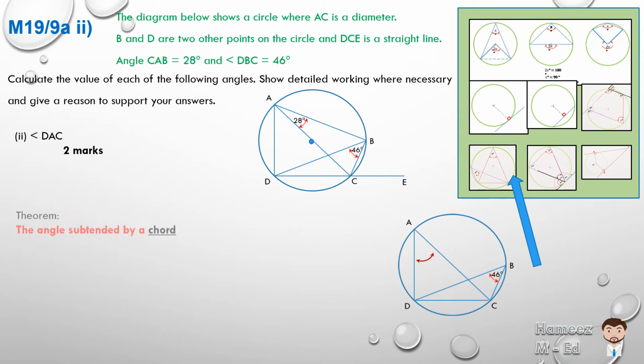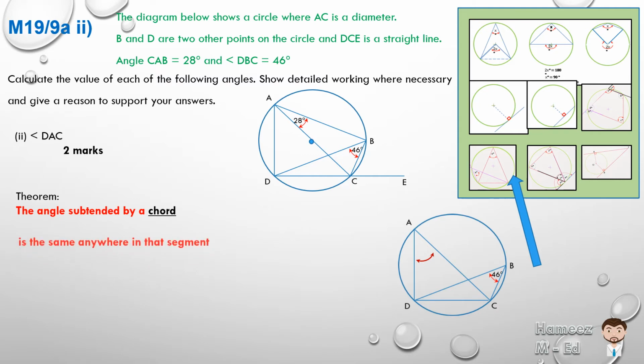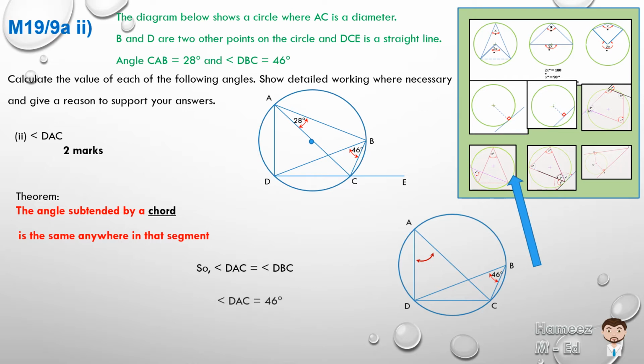And what's the theorem? The angle made or subtended by a chord, which in this case is DC, is the same anywhere in that segment. So angle DAC, the angle at A, is equal to angle DBC, the angle at B, because they originated from the same chord DC, from the same 2 points on the circumference. As such, angle DAC is equal to 46 degrees.